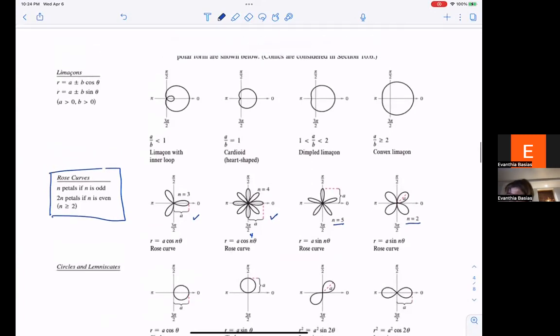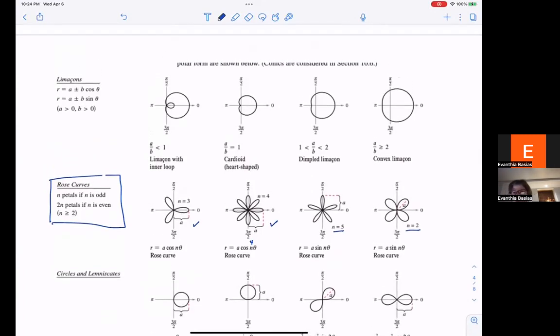The other curve we should know is a cardioid. And a cardioid is an equation in this form, A plus or minus B cos theta, or A plus or minus B sine theta. The symmetry is the same, right? But when A equals B, we have what's called a cardioid. And this cardioid is a cosine cardioid because it's symmetric with respect to the x-axis.